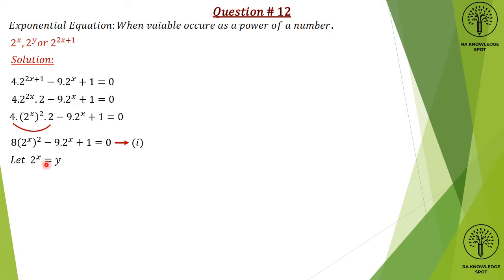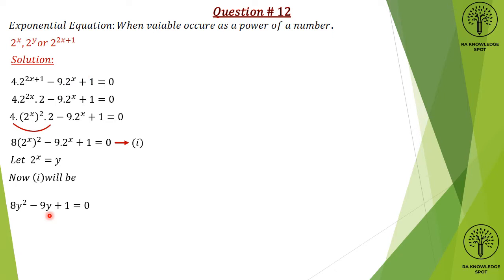Now we suppose that 2 power x is equal to y, and you better know, students, what the form of the equation will be. Wherever you have 2 power x, you simply have to replace it with the variable y. Simply by replacing, you can say 8y square minus 9y plus 1 is equal to 0. Now this is a simple form of the question. See, this was the form of the real question, and now your question is in this form.